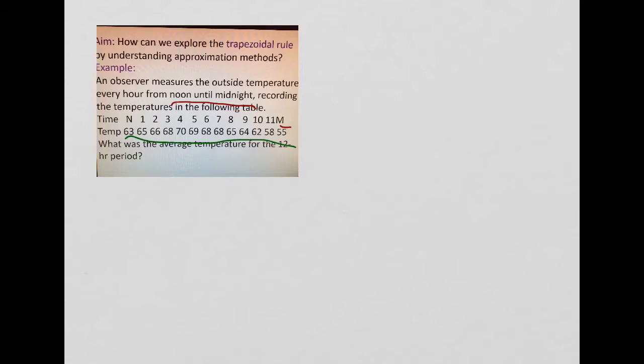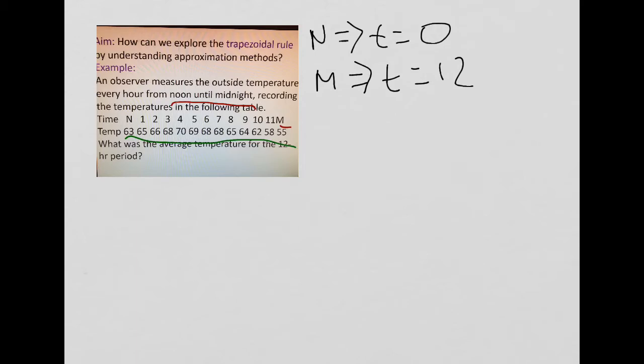What was the average temperature for the 12-hour period? So there is a 12-hour period if you're going from noon to midnight. Noon being when t is equal to 0, and midnight is when t is equal to 12. Okay, so that's actually our a and b values. And it makes sense that we have the same interval each time because we're going up by 1 hour.